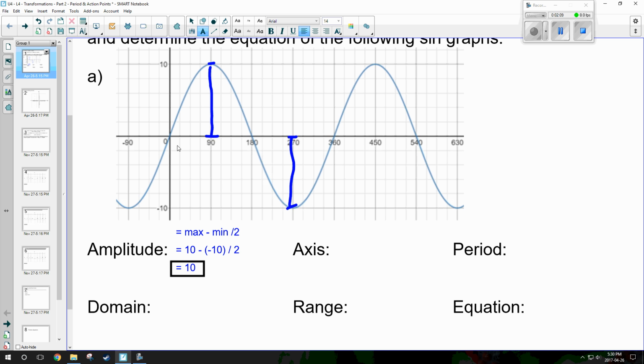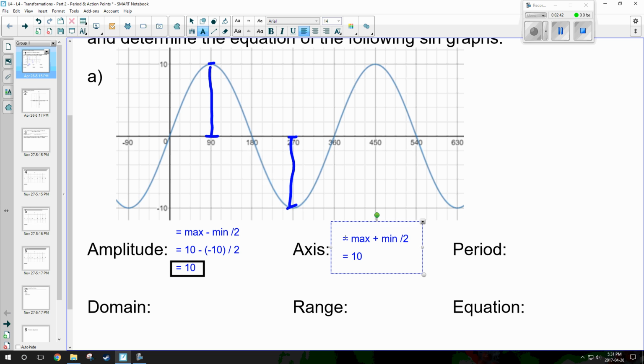Similarly with the axis, we use the axis to help us with the amplitude. Our axis, remember, is that horizontal line that cuts our graph in half. In this case, it's easy to see that it is at y equals 0 on our graph, because above we have 10, below we have 10, so it cuts it directly in the middle. But remember, you can also use your formula for that one if you want to double check or make sure you have the right one. The formula for axis is maximum plus minimum, and then we divide by 2 again.